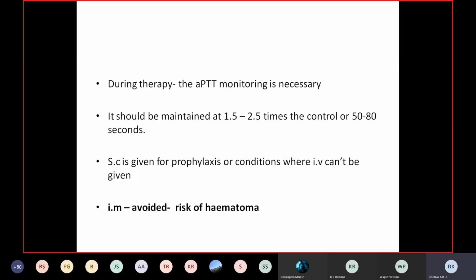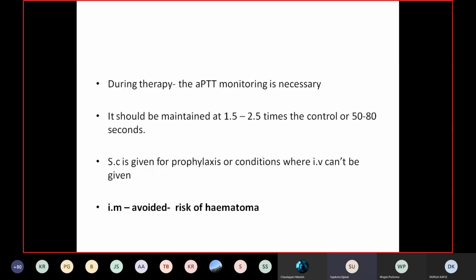During the therapy, APTT monitoring is necessary. This is a very important point. While you are giving this heparin, always you have to monitor the APTT. Do you know what is APTT? Any idea? I think you have already studied it in physiology and pathology. What is APTT? Partial thromboplastin time. This is the activated partial thromboplastin time. This is the full form. What is activated partial thromboplastin time?